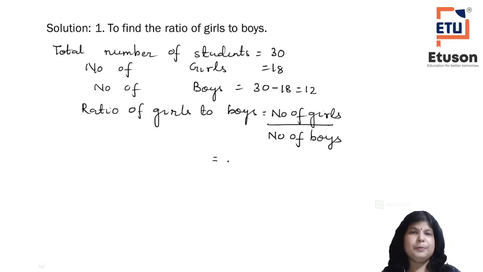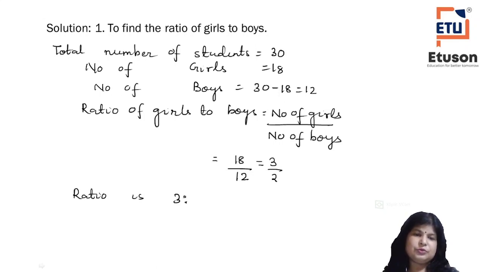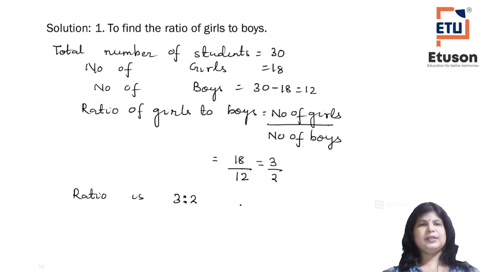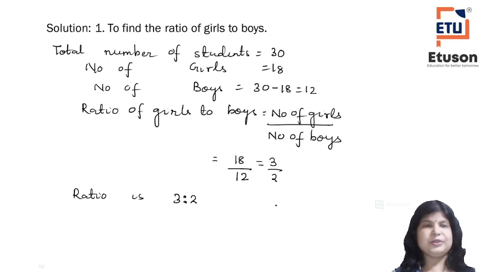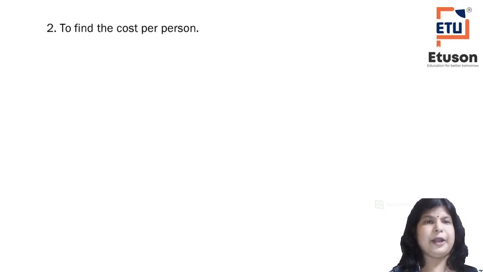So what is the number of girls here? It is 18. So 18 divided by 12. Bring it to the simplest form. It is divisible by 6, so that is equal to 3 by 2. So the ratio is 3 is to 2. Correct, children? Hope you have understood this. Now let us go to the next part.